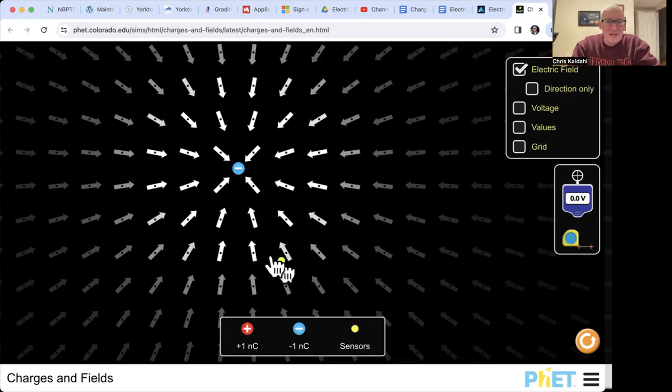Well, if I bring this little yellow sensor, that's my little test positive charge. Isn't it going to be attracted? A positive would be attracted to a negative. So we see a little red arrow here. And depending on where I put my little test charge, notice how the arrow always lines up with all those white arrows on the screen. The white arrows represent the field lines. They represent which direction this little test charge would feel a force. So remember that arrows point away from a positive charge and towards a negative.